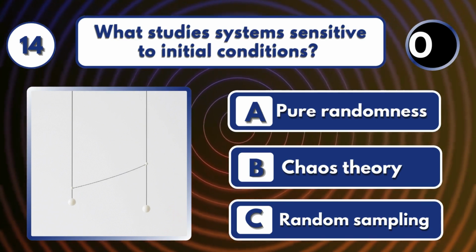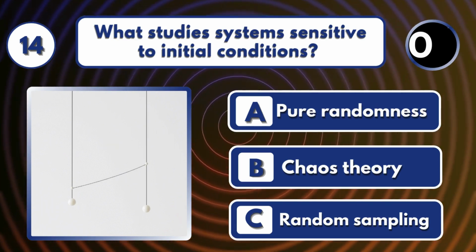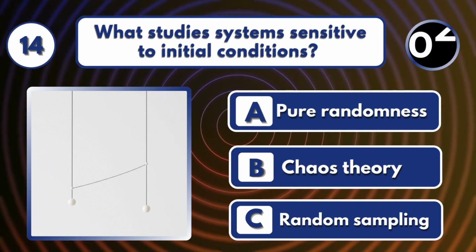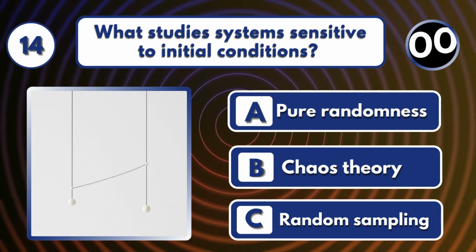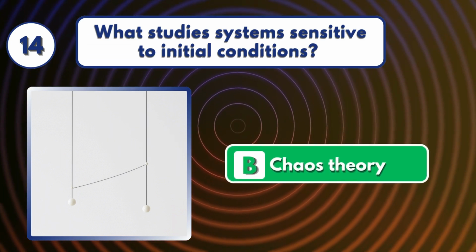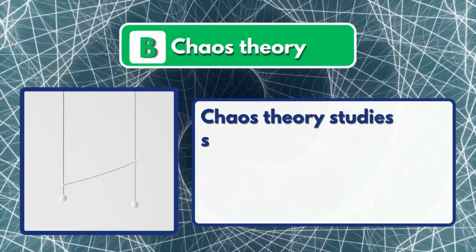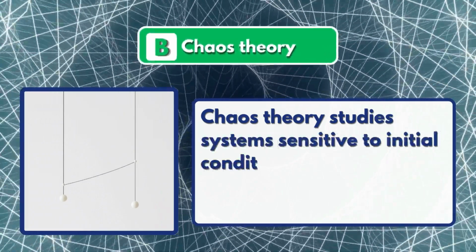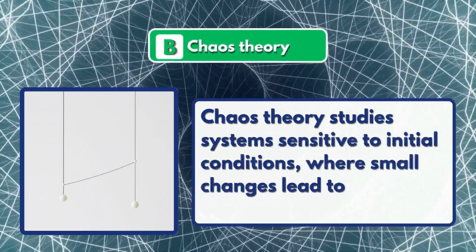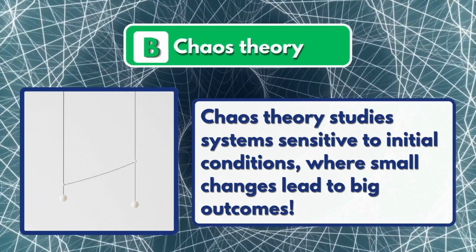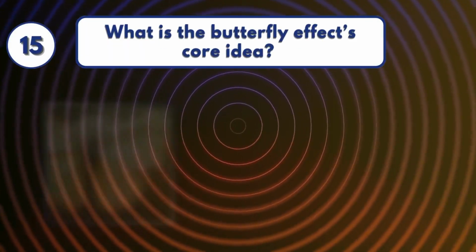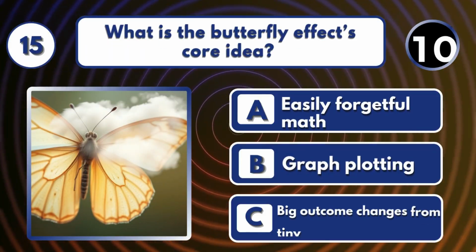Prepare for a cosmic brain blast. Chaos theory studies systems sensitive to initial conditions, where small changes lead to big outcomes. What is the butterfly effect's core idea?